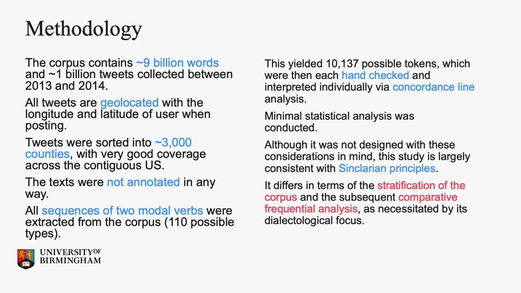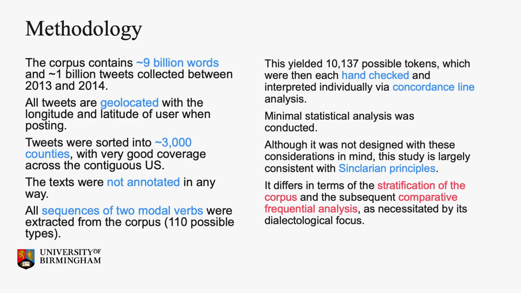Okay, so in terms of the data, what we have here is a corpus of about 9 billion words. It's about 1 billion tweets collected over 1 year between 2013 and 2014. What's particularly interesting about this corpus, I think, is that all the tweets are geolocated. So we have the longitude and latitude of the person when they posted the tweet, right down to the meter. Okay, so this is 1 billion geolocated texts where we can tell exactly where the person was.